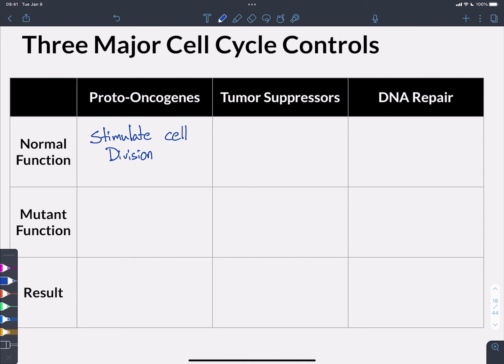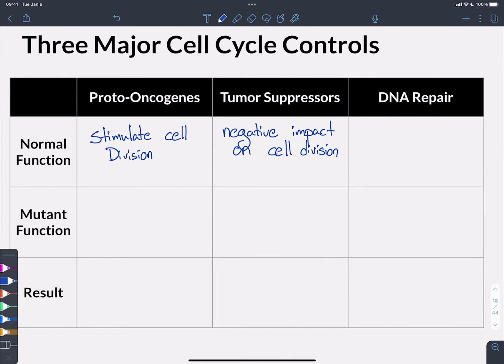Opposite in function to proto-oncogenes are tumor suppressors. Tumor suppressors have a negative role to play. They have a negative impact on cell division. And so if a tumor suppressor protein is present, it is going to make the cell less likely to divide. It will block cell division from occurring, maybe by blocking replication or blocking the mechanics of division, or whatever it is. That protein will prevent the cell from dividing.